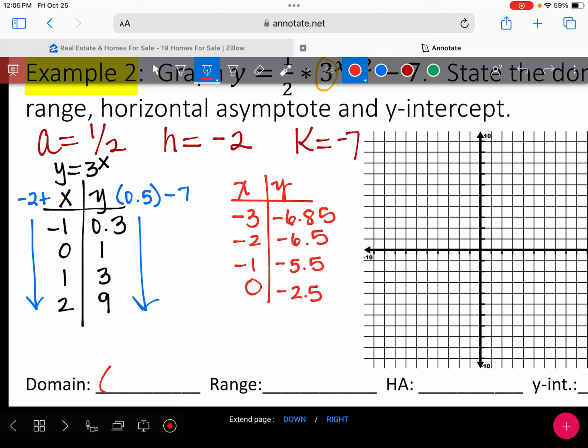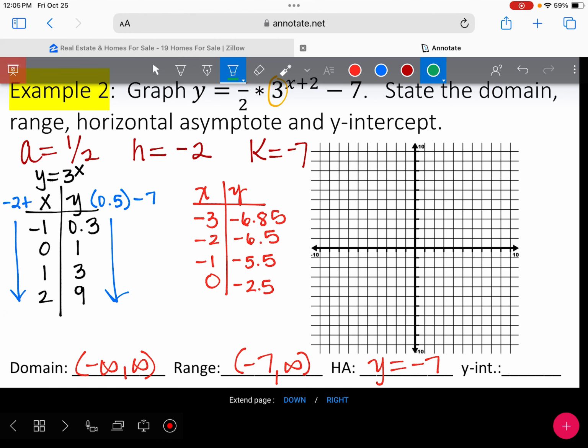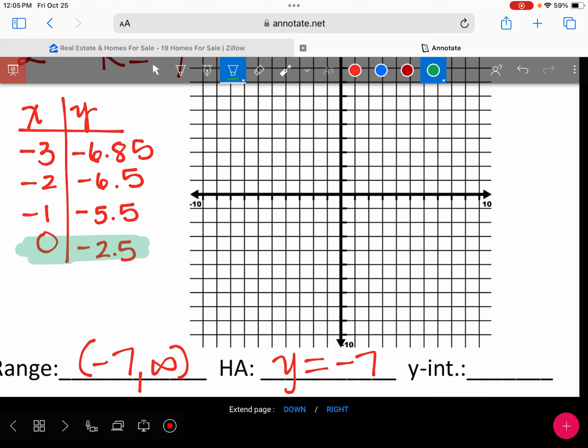Our domain is all real numbers. That never changes. Our range is going to be from k to infinity, which in this example is -7 to infinity. Our horizontal asymptote is going to be at y equals -7. And we actually have our y-intercept, so I can fill that in this time because that was a part of our table.